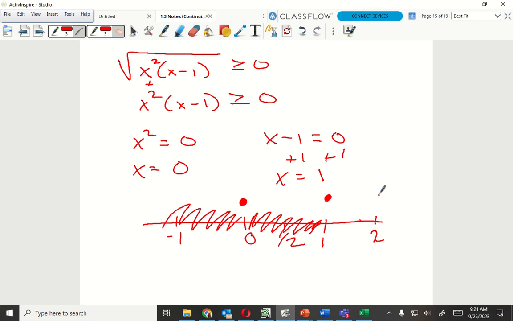So we know it exists here. Do you think it's going to exist over here too? 1.5, yeah, it is. It's going to exist for everything. So from here on, my interval is going to go this way. All numbers greater than or equal to 1. So it's from 1 to infinity. But there's also that weird little thing way over there at 0.